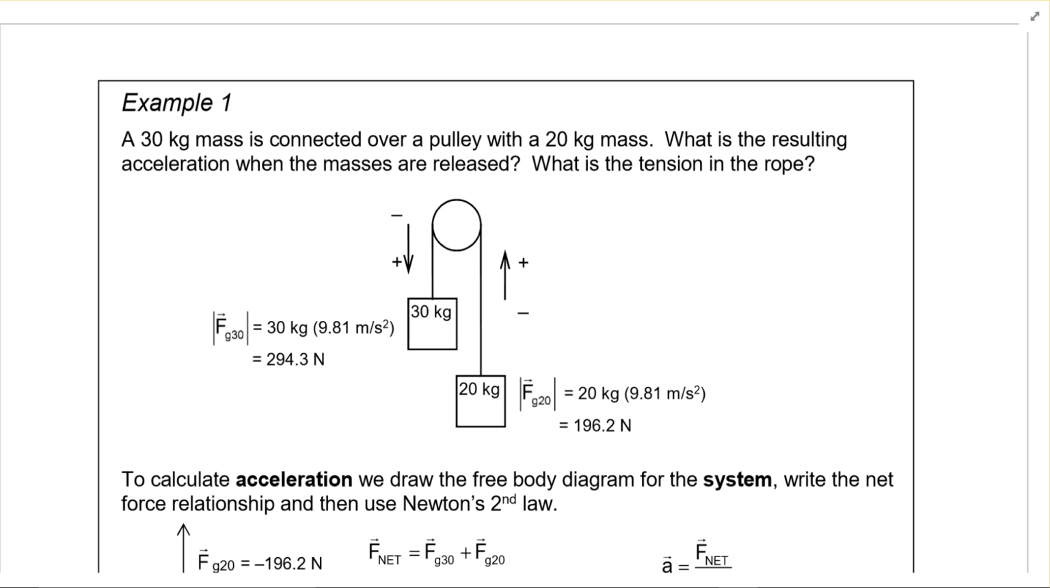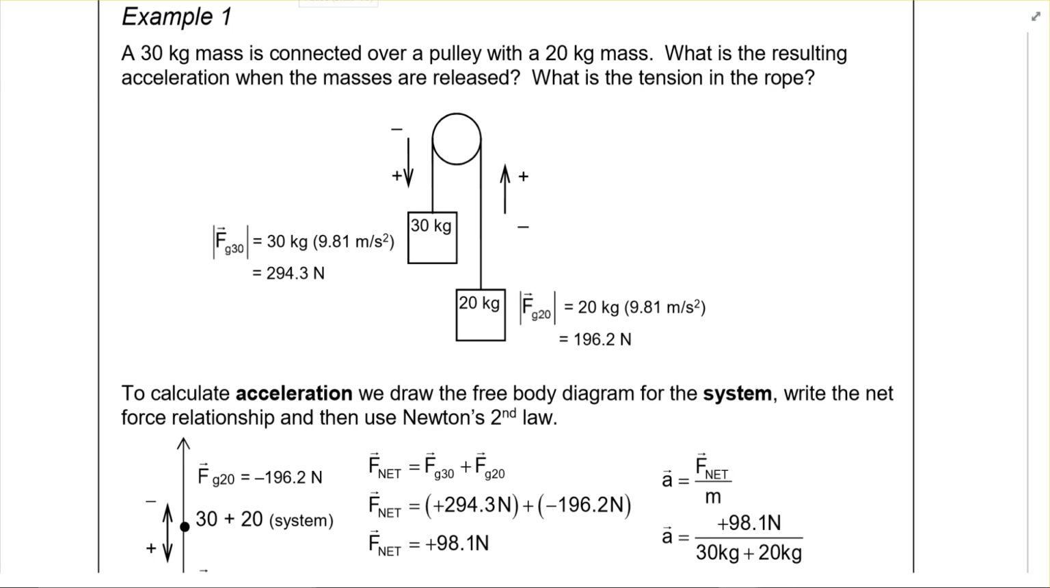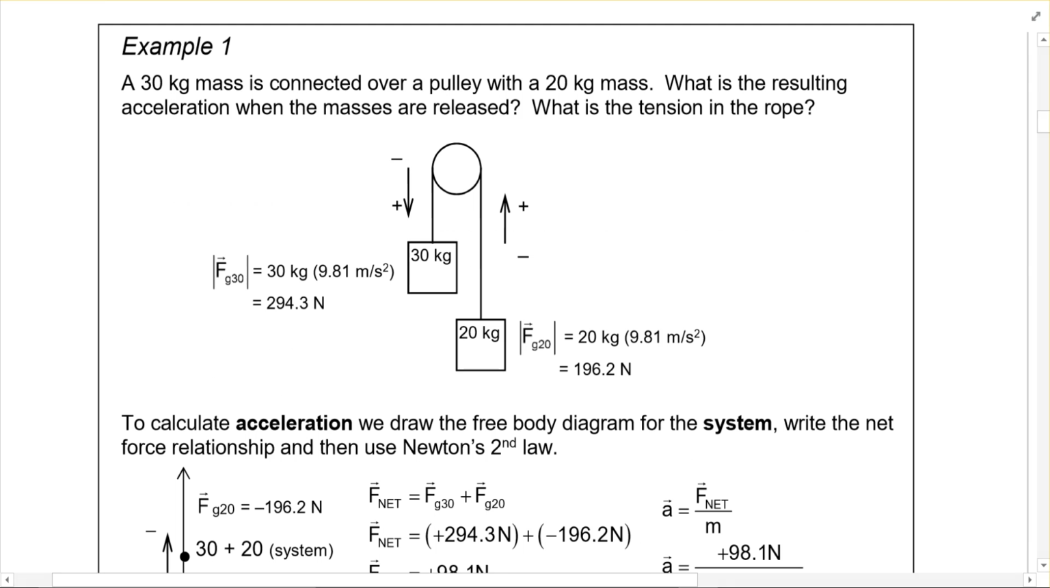All right, so example 1: a 30 kilogram mass is connected over a pulley with a 20 kilogram mass. What's the resulting acceleration when the masses are released? What is the tension in the rope? So just what we've been talking about. So I think you guys should... Oh, I'm frozen. All right, I figured it out.